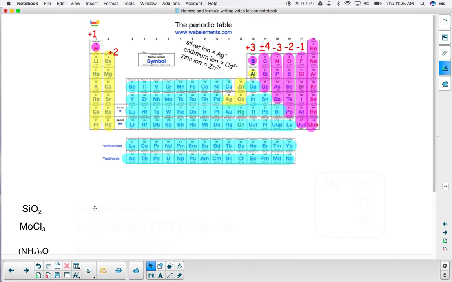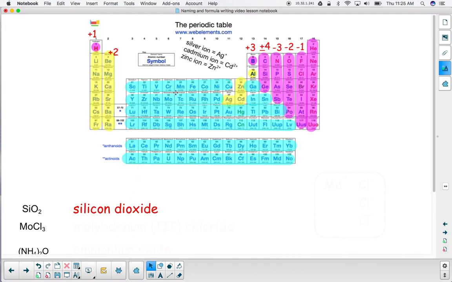The rules for the prefixes state that you will only use a prefix on the first element if there's more than one of them, but you will always use a prefix on the second element. That means that this compound, SiO2, is silicon dioxide.